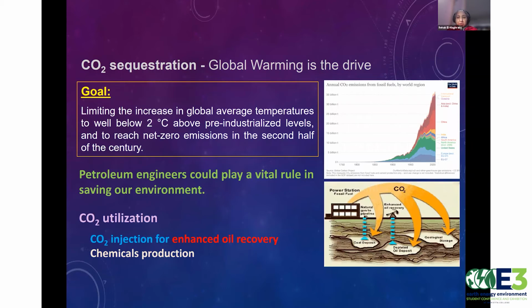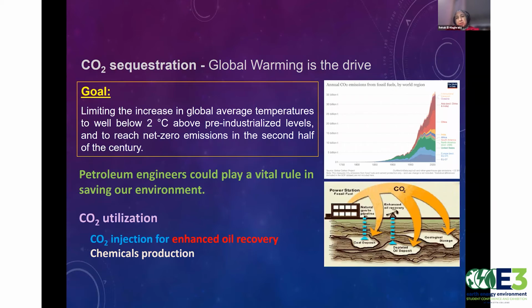So CO2 sequestration is for CO2 that maybe cannot be utilized. One of the ways to utilize CO2 is to inject CO2 in the underground aquifer or in a current oil reservoir, actually for enhanced oil recovery. So I can now utilize CO2 for enhanced oil recovery. So this is one of the links with petroleum engineering. So we can produce more fossil fuel.